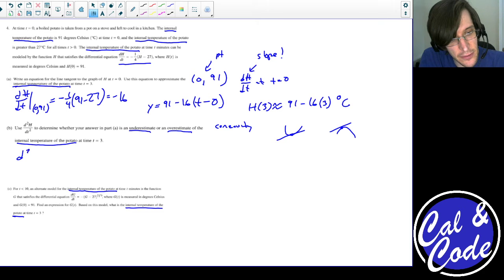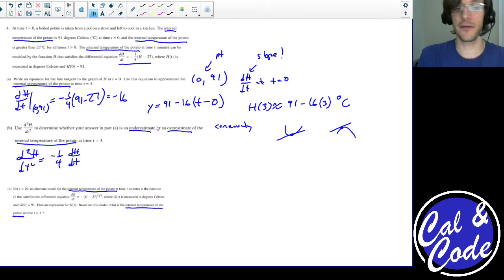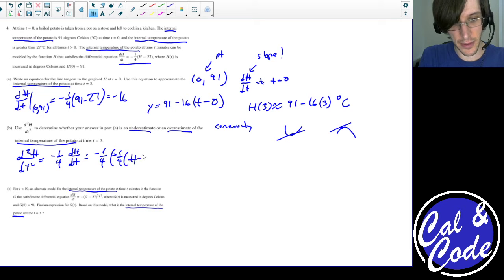So the first thing I'm going to do is take the derivative of the equation they gave me. That's going to give me negative 1/4. The derivative of h minus 27 is dh/dt. You remember, when you're taking the derivative with respect to time, because time is my variable, h is not a t, therefore it's going to end up with a dh/dt. It's 1 dh/dt, right? A little bit of implicit differentiation. That means this is negative 1/4 of whatever dh/dt is, which I already have as negative 1/4 (h minus 27).